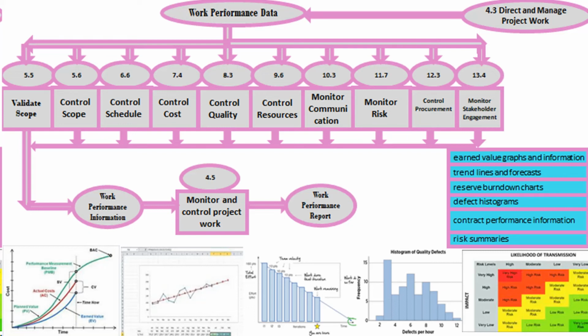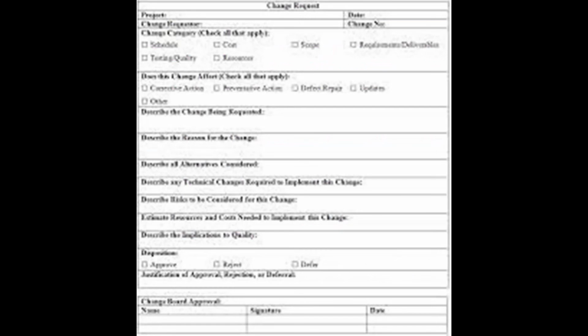Change requests. As a result of comparing planned results to actual results, change requests may be issued to expand, adjust, or reduce project scope, product scope, or quality requirements and schedule or cost baselines. Changes can impact the project management plan, project documents, or product deliverables. Change requests are processed for review and disposition through the Perform Integrated Change Control process.